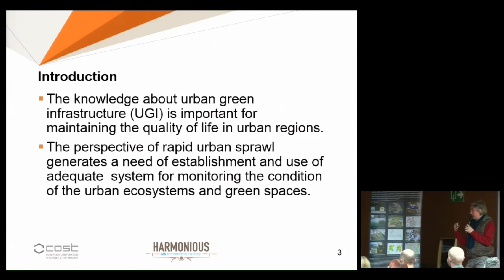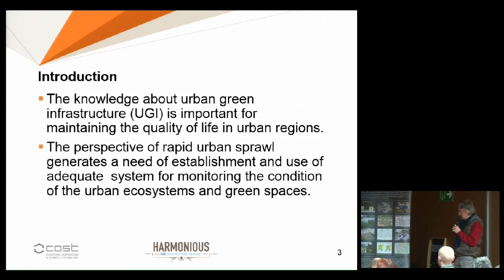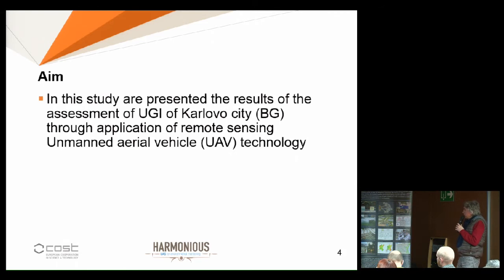So I'm going to present a very small part, a fragment of this project, and this is devoted to the assessment of vegetation. At the same time it's a part of another study inside the project aimed at integrated assessment of urban green infrastructures by using drones and cross-validation by in situ observation. So it's clear that knowledge about urban green infrastructure is quite important, and in the perspective of the years to come, the rapid urban sprawl generates a need for establishment and use of an adequate system for monitoring of the urban ecosystems. This is the aim of the study.